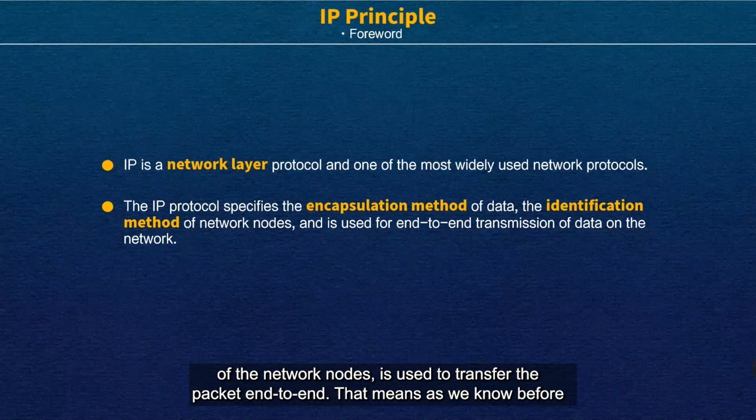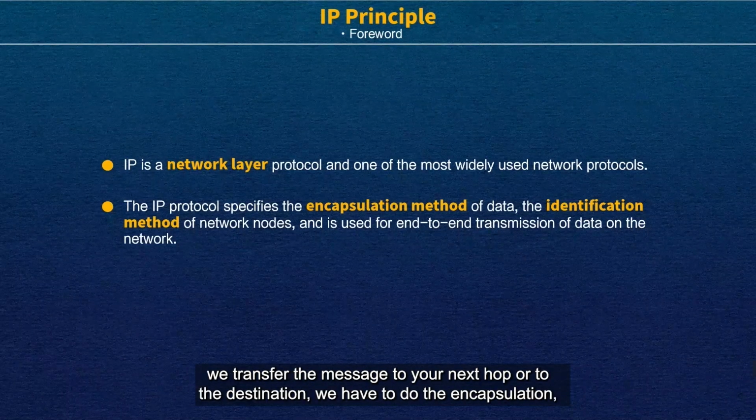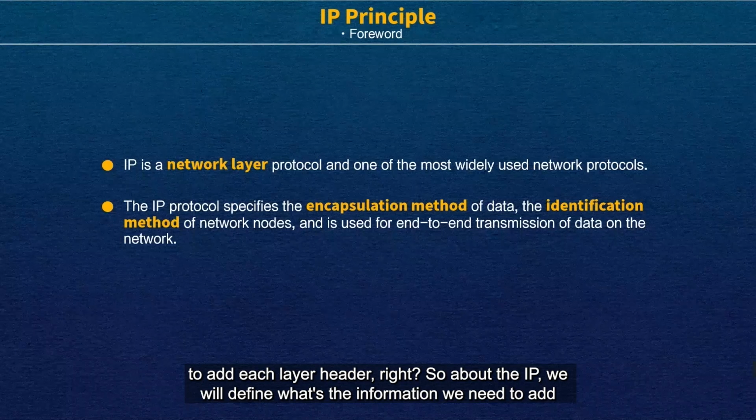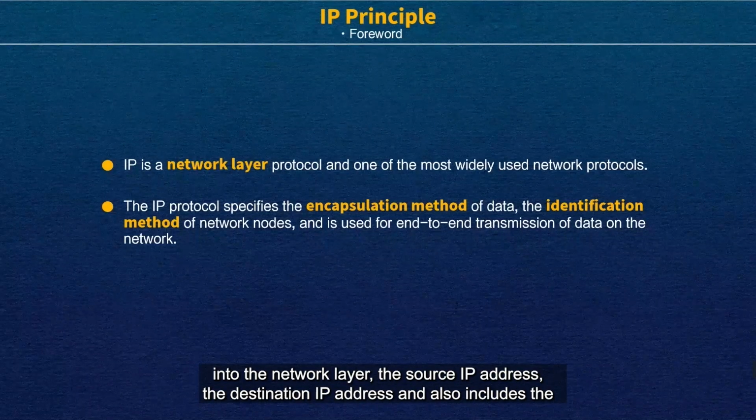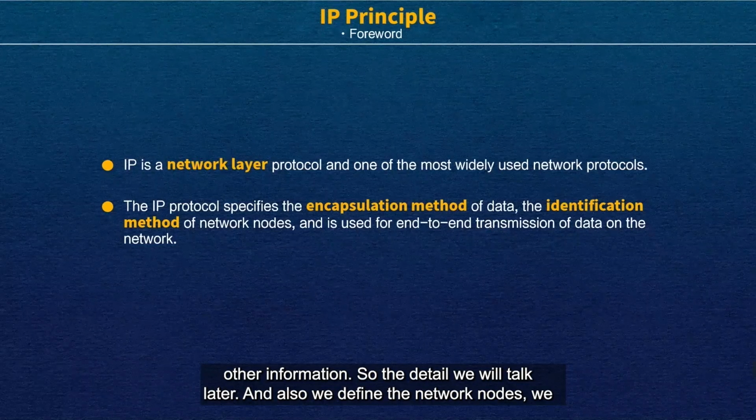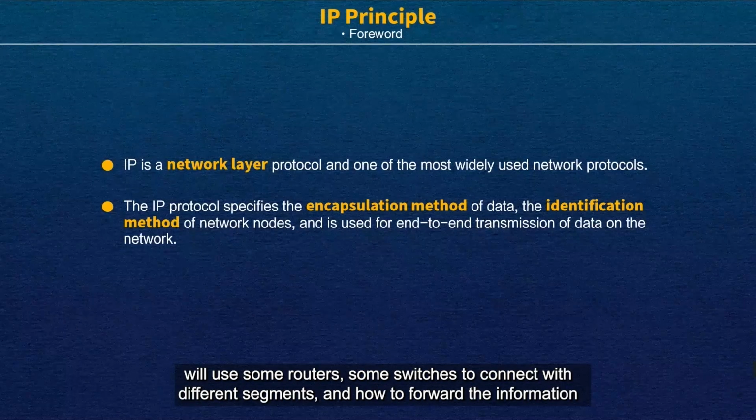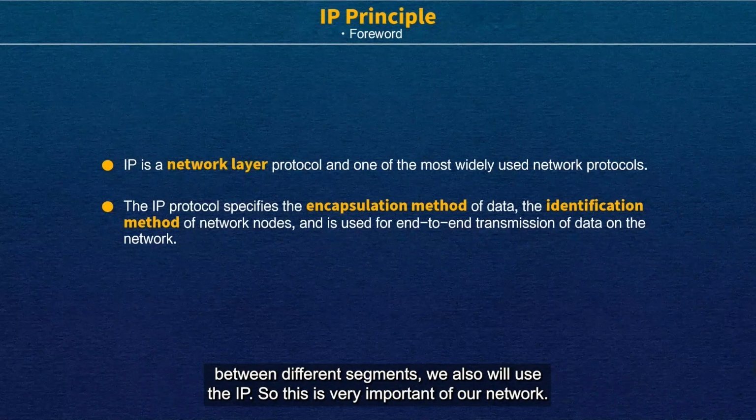That means, as we know, before we transfer the message to the next hop or to the destination, we have to do the encapsulation to add each layer's header, right? So about IP, we define what information we need to add in the network layer: the source IP address, the destination IP address, and also other information. The details we will talk about later. And also we define the network nodes. We will use routers and switches to connect different segments, and how to forward information between different segments, we also use IP. So this is very important for our network.